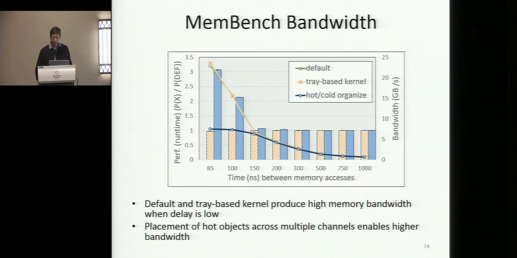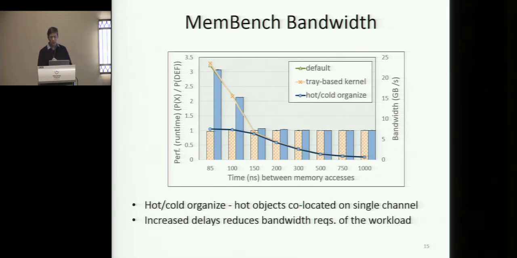So we see that the default and tray-based kernel configurations actually produce much higher bandwidth than the hot-cold organized configuration when the delay factor is low. This is because with very little or no delay between memory accesses, the workload requires very high memory bandwidth to achieve good performance. And in the default and tray-based kernel configurations, the hot objects are all spread out across the system's memory hardware, and the system is able to use multiple channels to access memory in parallel and achieve higher bandwidths.